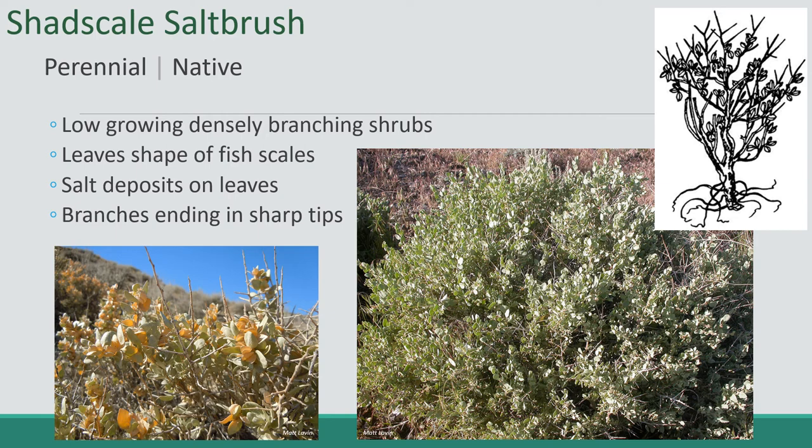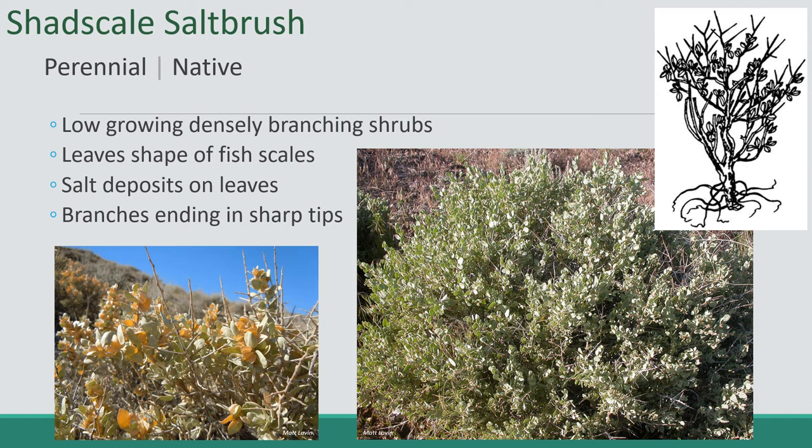Also notice that the branches on this left end picture, you can see it pretty well. The branches just end in kind of a sharp tip. And if you look at that, you might say, well, that can't be very good to eat. So why is it considered a good forage? Well, what happens is in the winter, those leaves stay on the plant. Largely, they kind of hang on the stems, and then the stems get really brittle. After it freezes, those stems just get brittle.